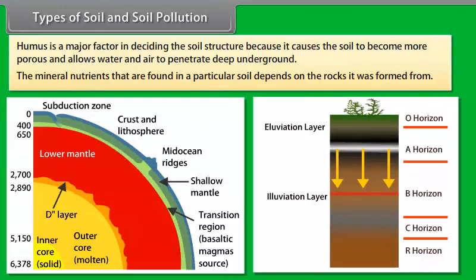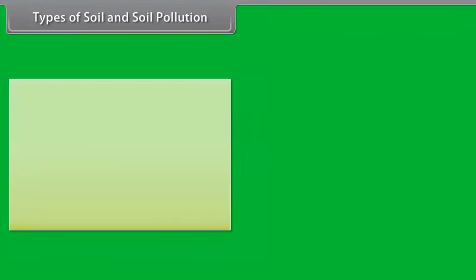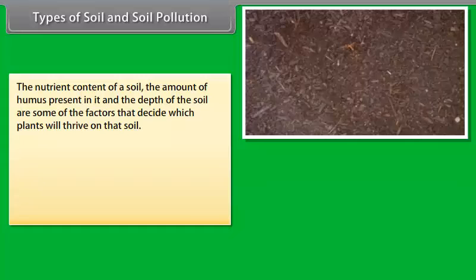The mineral nutrients that are found in a particular soil depends on the rocks it was formed from. The nutrient content of a soil, the amount of humus present in it, and the depth of the soil are some of the factors that decide which plants will thrive on that soil.